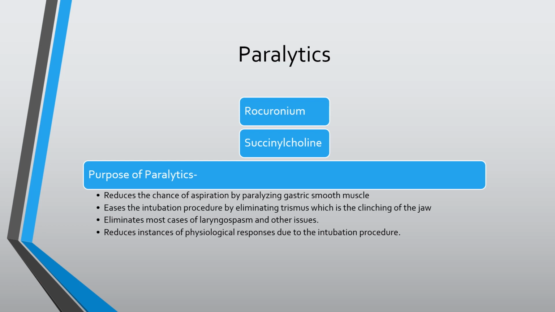However, it also eases the intubation procedure by eliminating trismus, which is clenching the jaw, eliminates most cases of laryngospasm, the cord spasming shut, and some other issues with that, and then reduces instances of physiological responses through the intubation procedure, and having some of the parasympathetic stimulation going on. So paralytics are very useful, and anytime if you ever get a chance to use them in the OR, things like that, or if you're running a CCT rig, super useful.